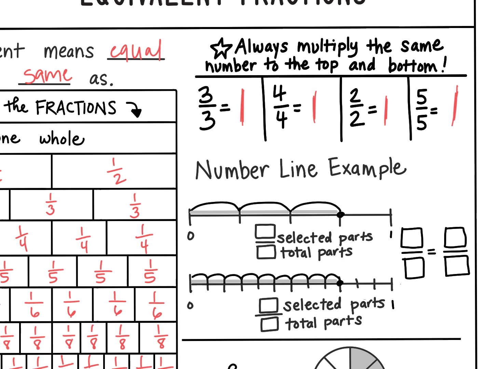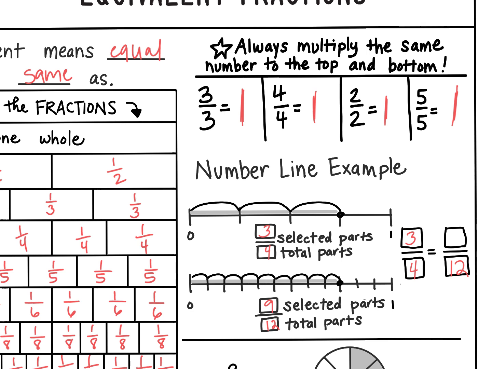That's it. Okay, what does it look like on a number line? Well, this number line is broken up into 1, 2, 3, 4 total parts. How many of those total parts are selected? 3. So I know I have 3/4 for my first one, but the second number line is broken up into how many parts? 12 total parts. How many are selected? 9.